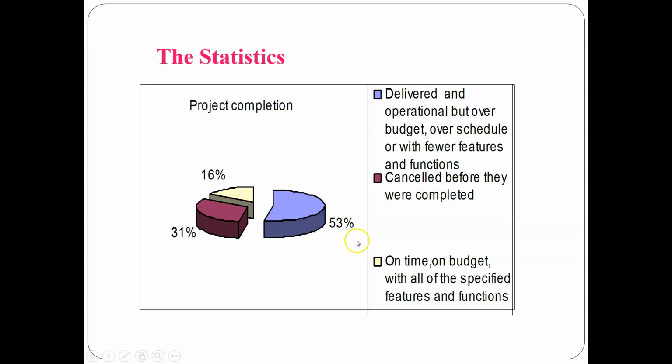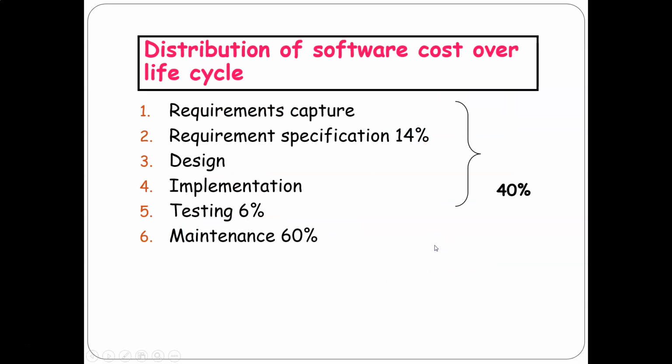Here in the statistics, we can see project completion. 53% delivered an operation but over budget and over schedule. And 31% were cancelled before they were completed. 16% were on time, on budget. This is how the cost can be allocated across the phases. Requirement capture is allocated the most, 60%, testing 6%, and others 40%. Out of 40, 14 is for requirement specification.